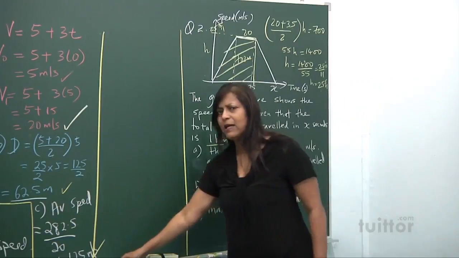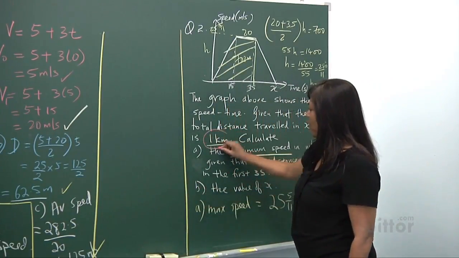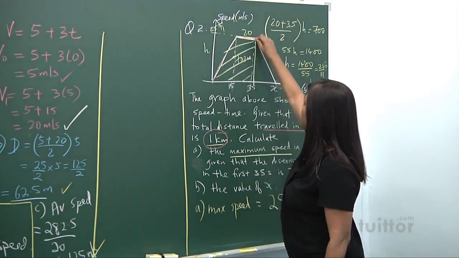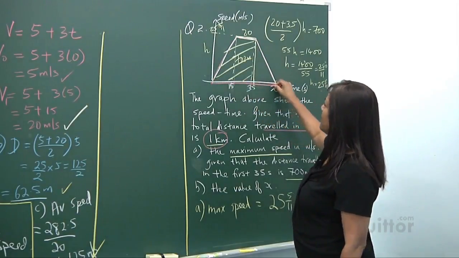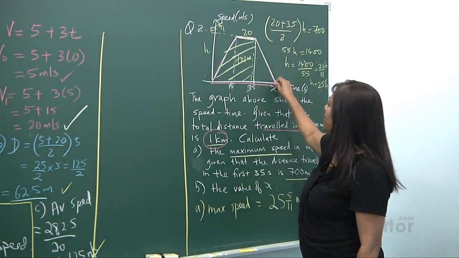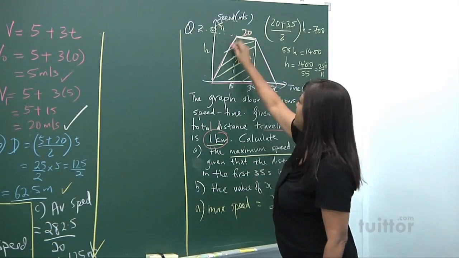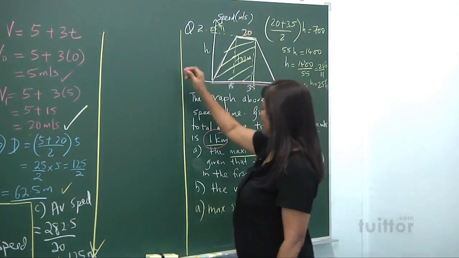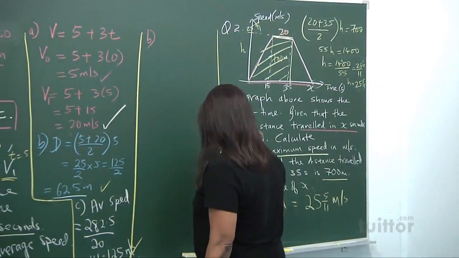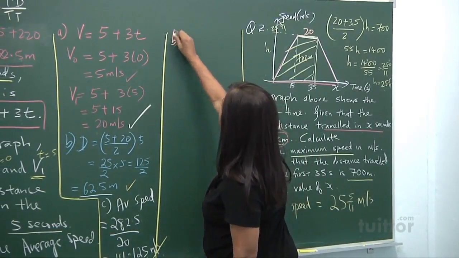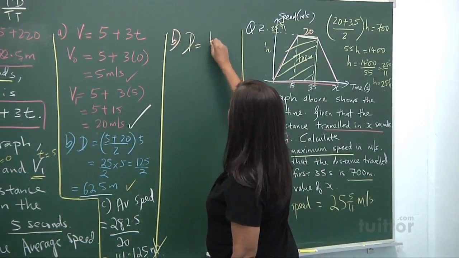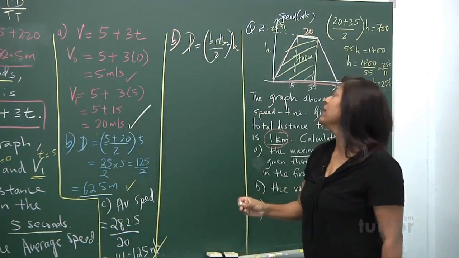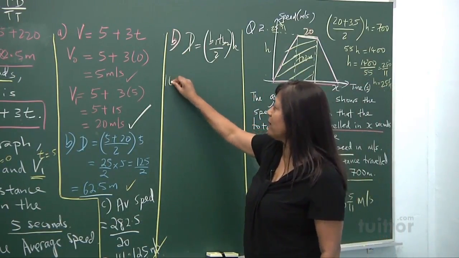Now what about x? We were given this part, the sum. 1 kilometer is traveled in x seconds. That means this whole trapezium is taking, the whole distance is 1 kilometer. And we know the length here is 20, and we know here right up to here is x. So if we look at part 2, the distance is going to be b1 plus b2 divided by 2 times the height.